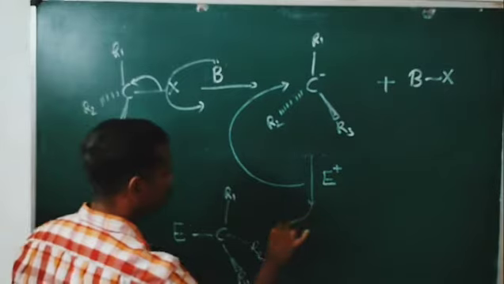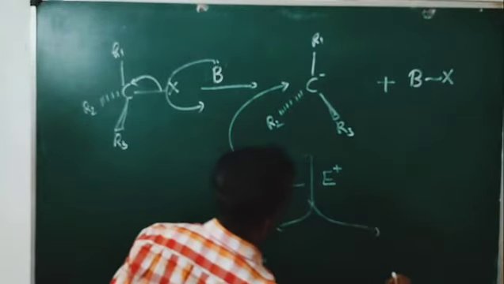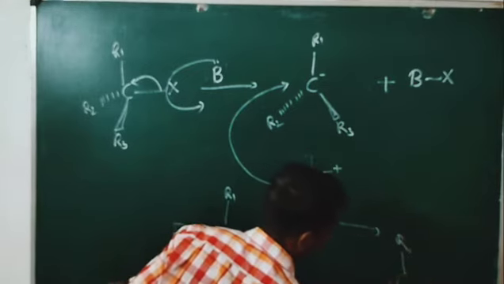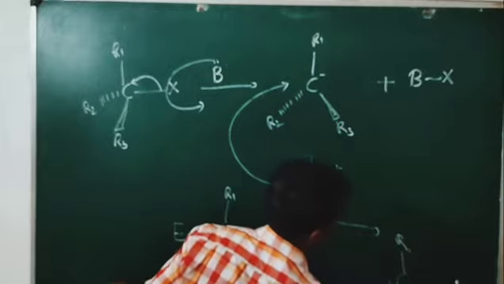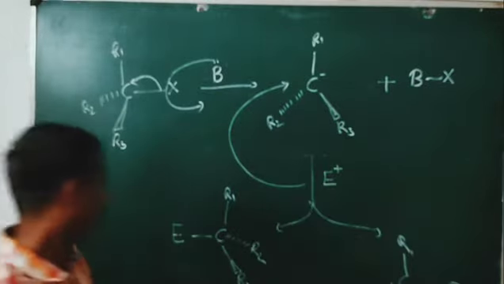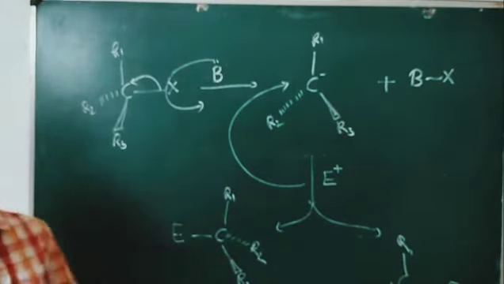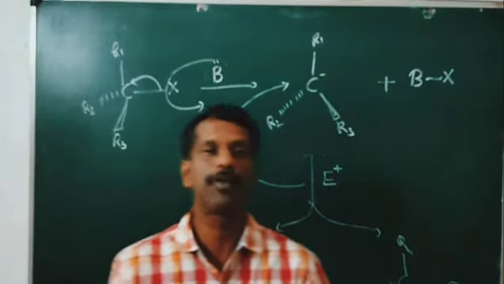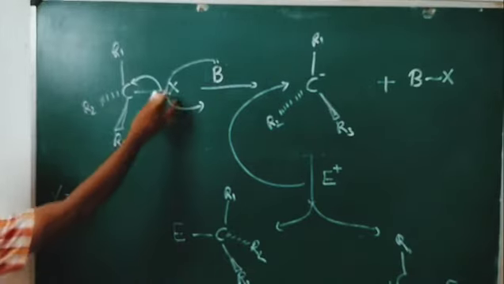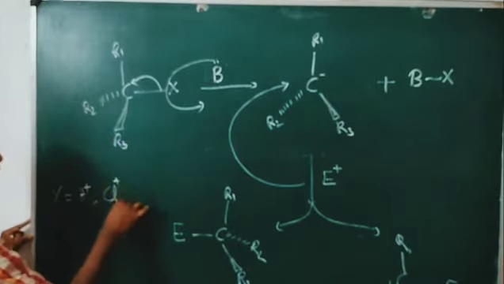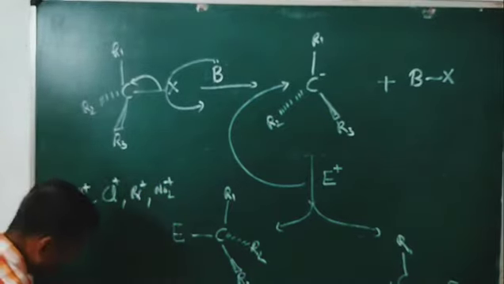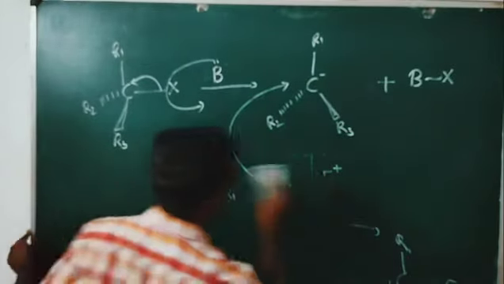Suppose the electrophile is attacking from the front side, then what do we get? We get R1, R2, R3, and our E. We are getting the retention product. This is the retention product, and here it is the inversion product. So this is the actual mechanism of the SE1 reaction. Here you can see that this X, the leaving group, would be H plus. The X could be H plus, Cl plus, Br plus, or NO2 plus, etc.